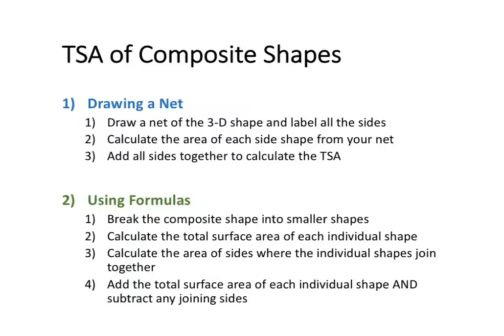The second method is by using formulas that you know for total surface area of 3D shapes. First you need to break the composite 3D shape into smaller shapes, and calculate the total surface area of each of those individual shapes. If those shapes join and some of the area of the individual shapes disappear, you need to calculate the area of the joins and then add all of the individual shapes together and subtract any joining sides. These are the two methods you can use when calculating the total surface area of a composite shape. So let's have a look at an example and see how we can apply each of these methods.